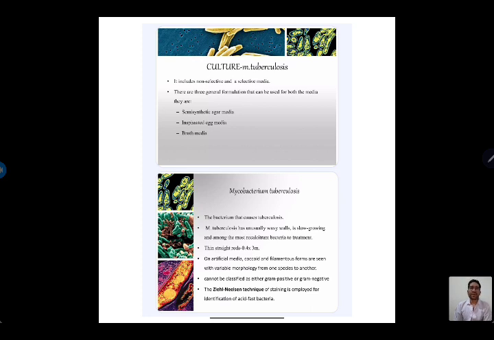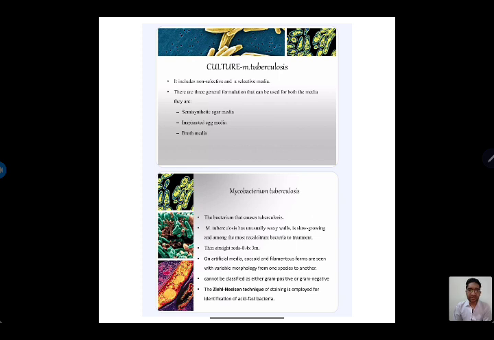Culture of M. tuberculosis includes non-selective and selective media. There are three general formulations that can be used in both media: semi-synthetic agar media, inspissated egg media, and broth media. Mycobacterium tuberculosis is a bacterium that causes tuberculosis. M. tuberculosis has a usually waxy wall, is slow growing, and is among the most resistant bacteria to treatment.